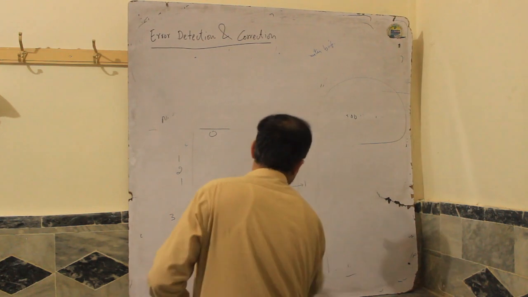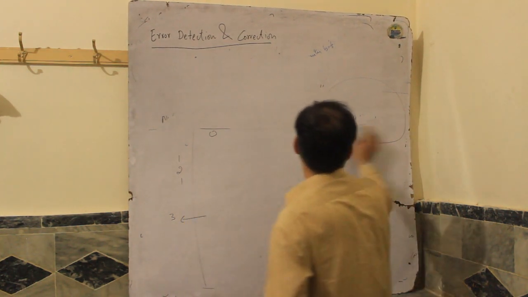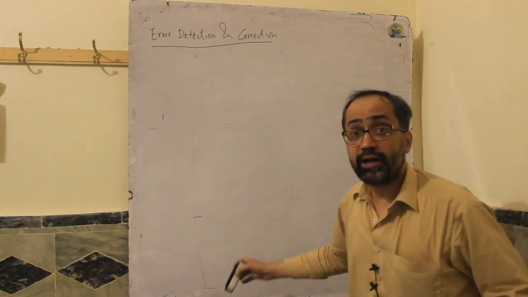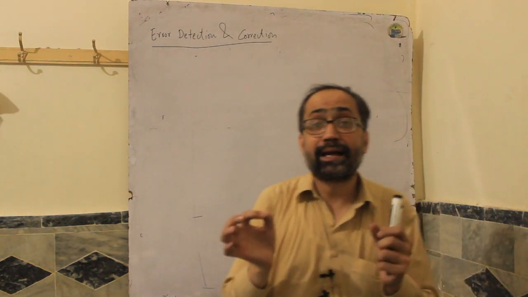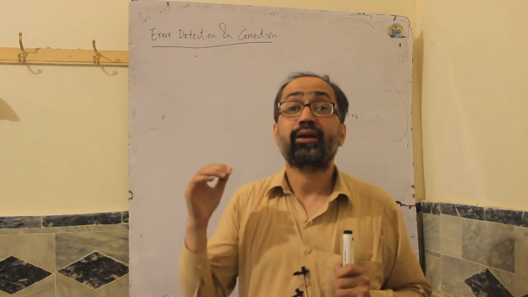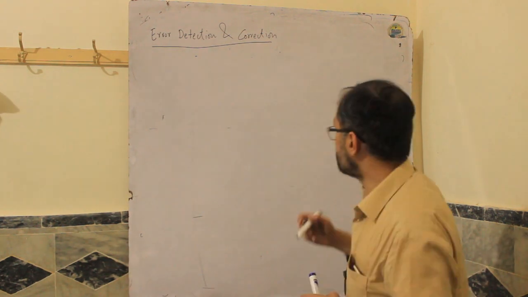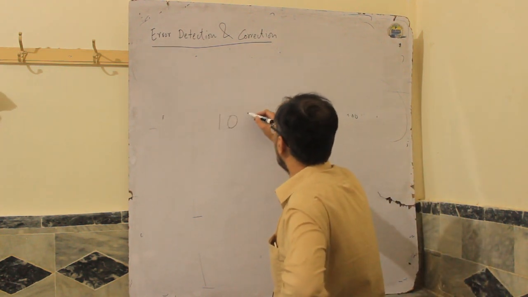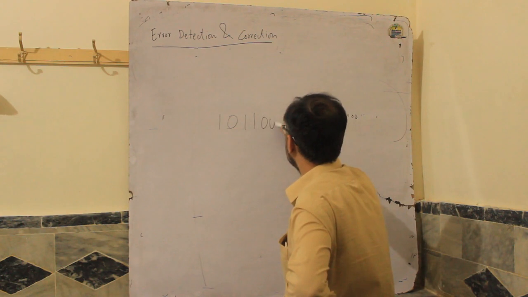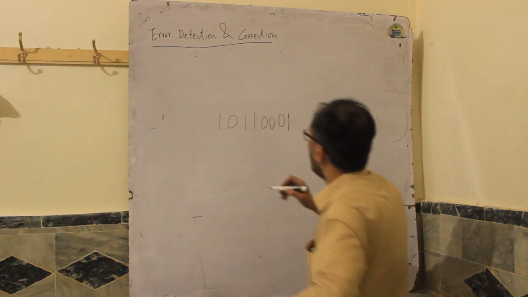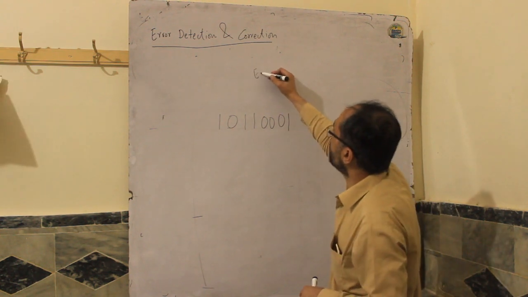However, what's the problem with this parity mechanism? It can be used to identify a single error in the data, but it is not capable of identifying errors in multiple bits. I will explain this with an example. Let's assume that the data is 10110001, with bits numbered 1 to 8. Now let's assume we are using even parity.